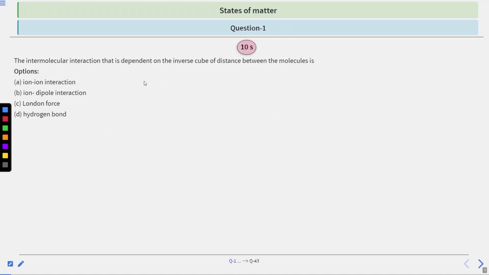Let's start. So, question number first. The intermolecular interaction that is dependent on the inverse cube of distance between the molecules is: ion-ion interaction, ion dipole interaction, London force, and hydrogen bond. So you have 10 seconds to solve this question by yourself. After that, we will see the answer.